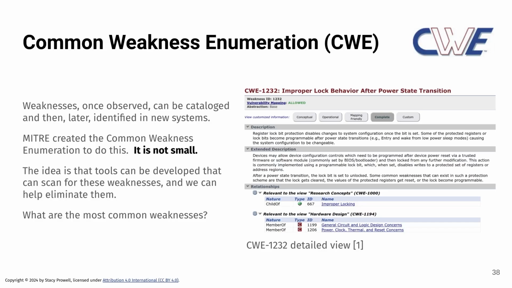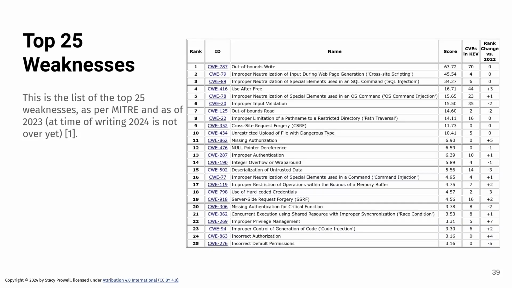Unfortunately, it's not small. It's very large. There's a lot of CWEs. And people have developed tools that can scan your code for CWEs, but often they produce a lot of false positives. So we can ask interesting questions, like, what are the most common weaknesses? And in fact, MITRE has a top 25 list. This is the one from 2023. We're still in 2024, so we don't know what that's going to be yet, but we'll know next year what the top for 2024 is.